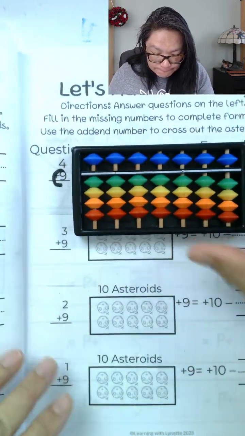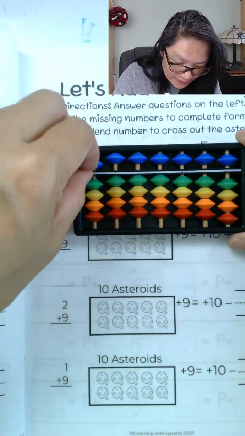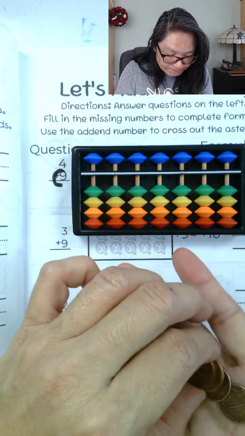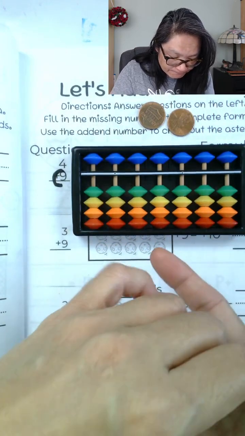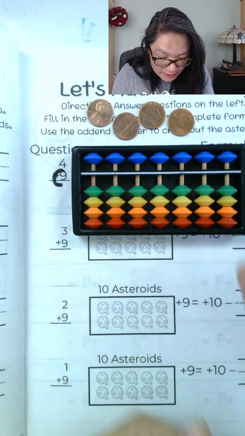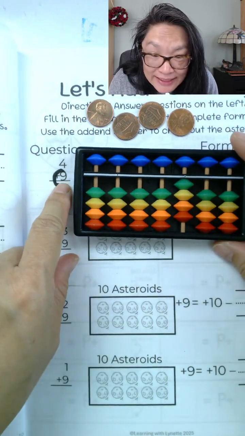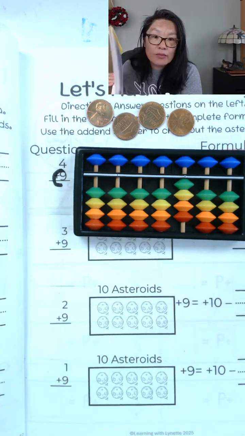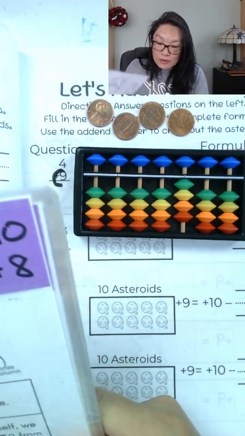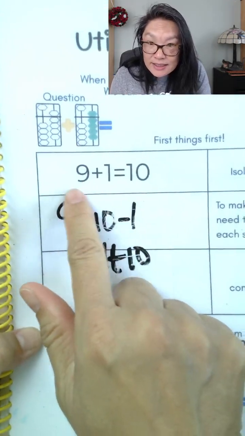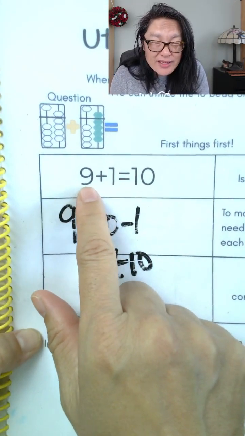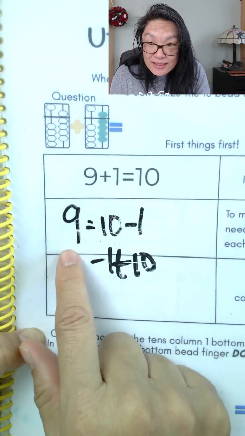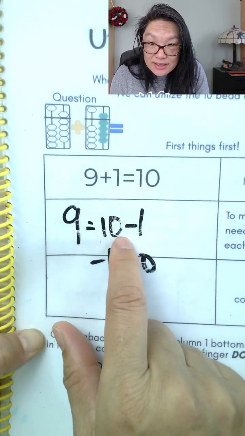We can do 4, right? We have 4 on the abacus. I'm going to add the 9. Again, my variable, right? What are we trying to do? My variable is 9. We're going to isolate it. We have this number sentence, this addition sentence. So we add the 9 is what? Plus the 9 is equal to plus the 10 minus the 1.